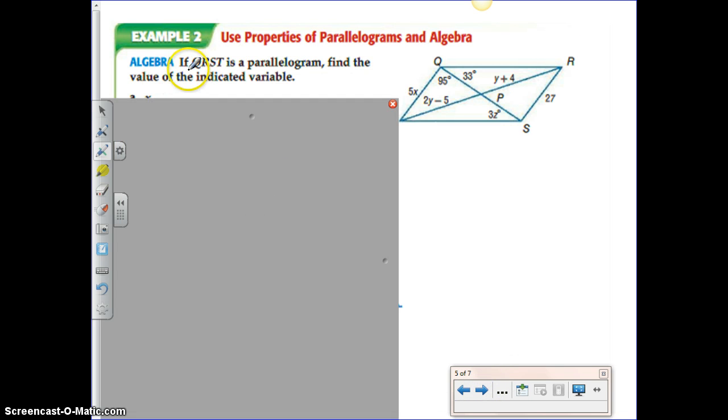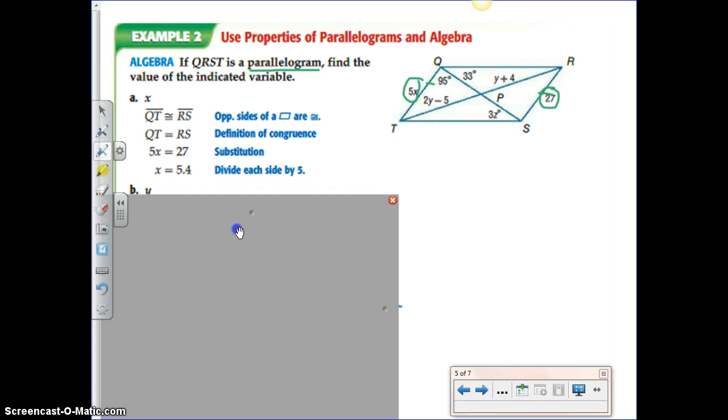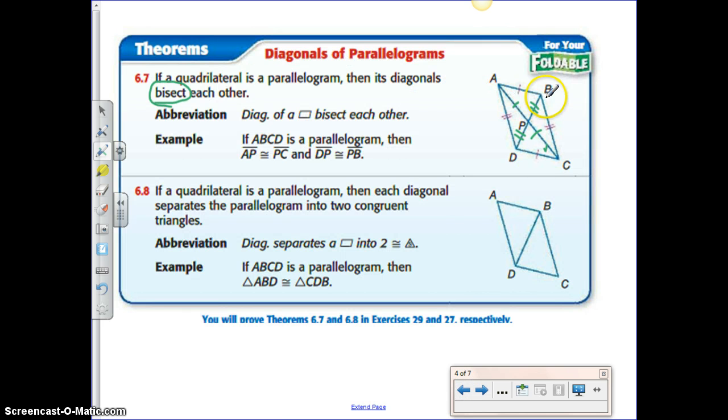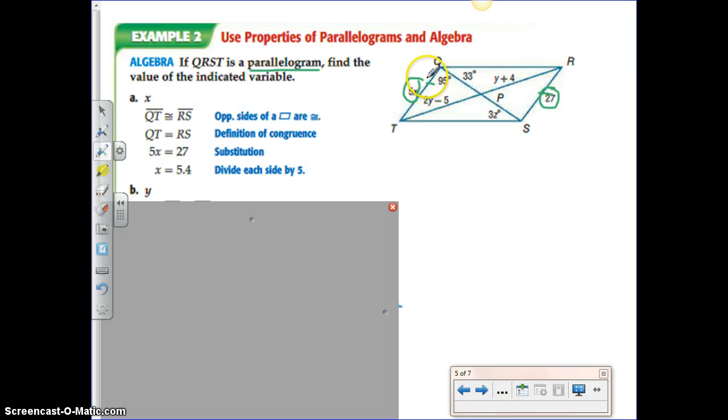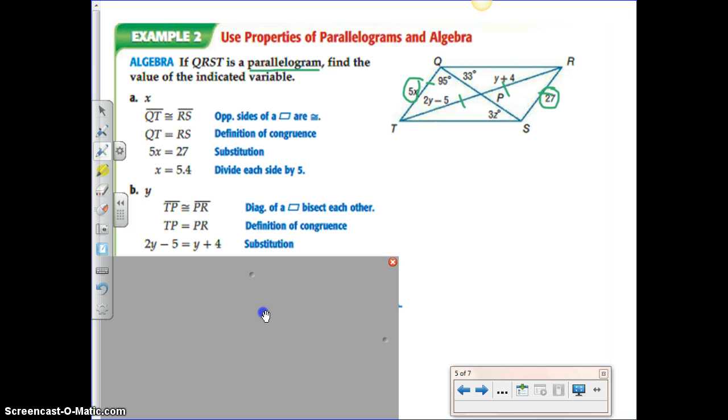So let's use that. If QRST is a parallelogram, find the value of x. Well, let's look at x. Remember, we know that opposite sides are congruent, so we could set those equal to each other and solve. Find the value of y. Well, we just learned, remember, that diagonals bisect each other, so that means that these 2 segments are equal, so I can set them equal to each other to solve for y.